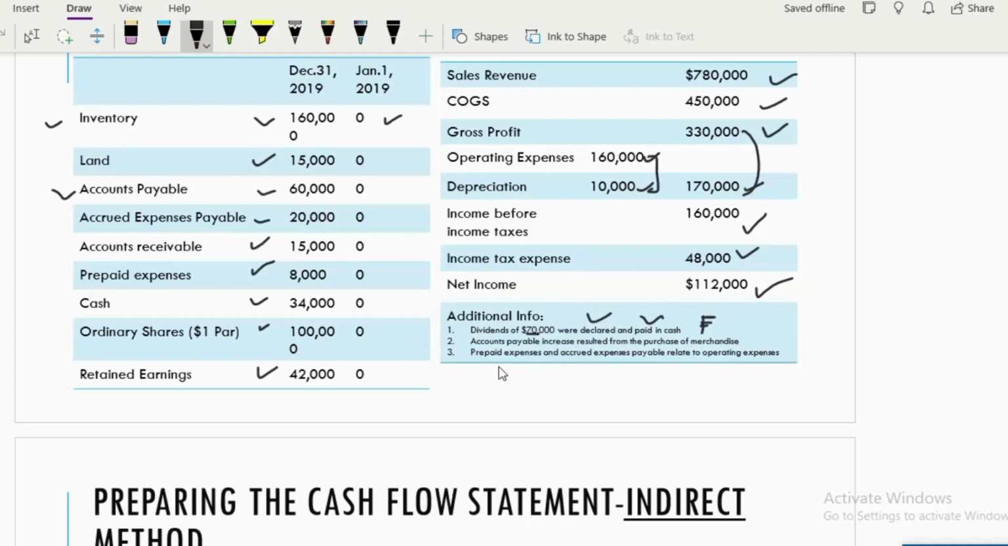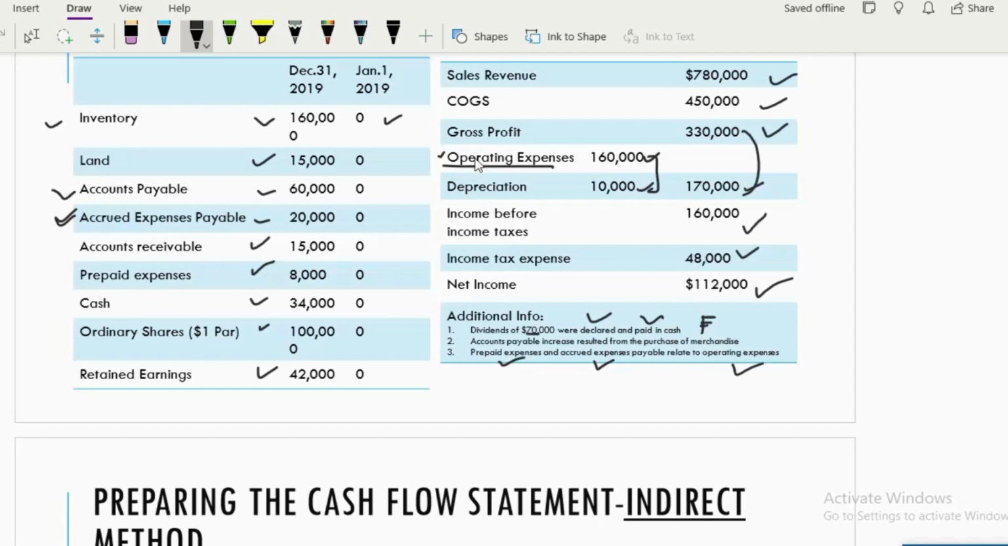And then prepaid expenses and accrued expenses payable are related to operating expenses. So this is operating expenses. If you see over here, accrued expenses payable means some of the operating expenses are still payable. Let's suppose in operating expenses you might have rent expense, but you did not pay it yet, so that will be rent payable, and it will be mentioned inside the accrued expenses payable. It's a liability for you.